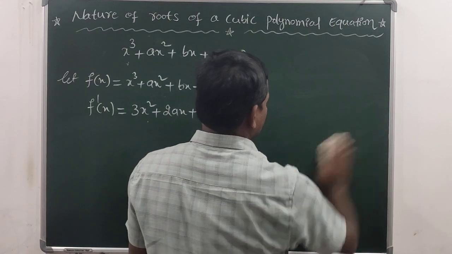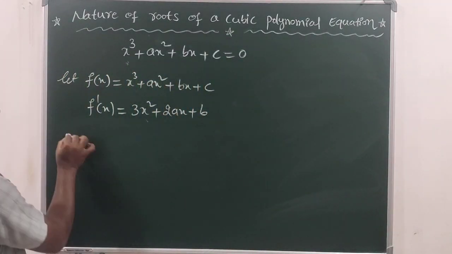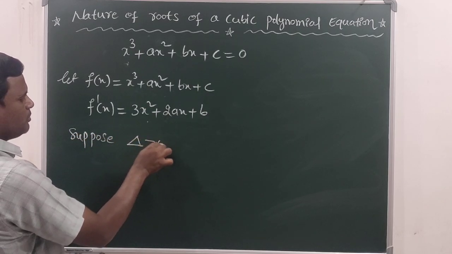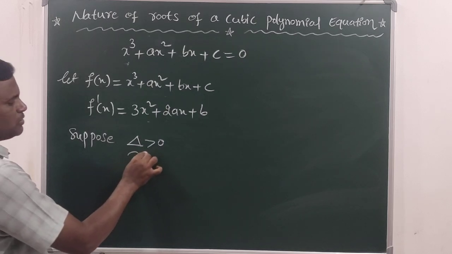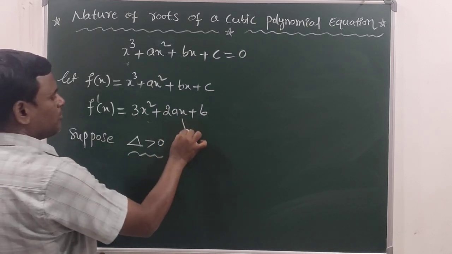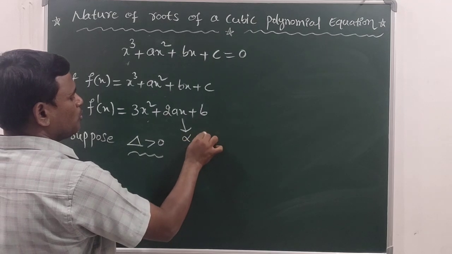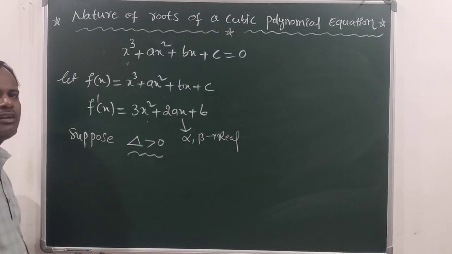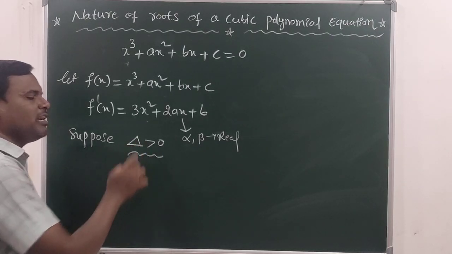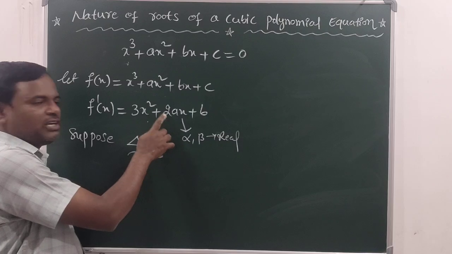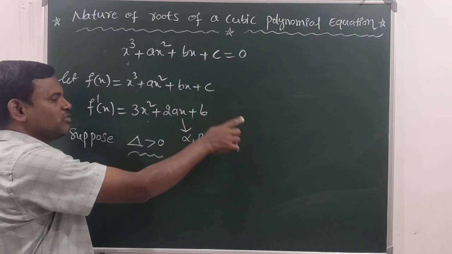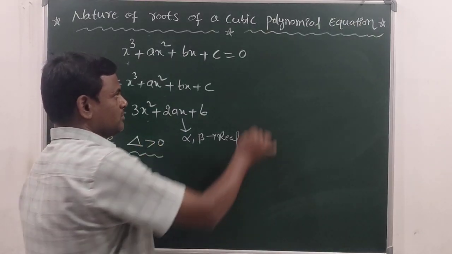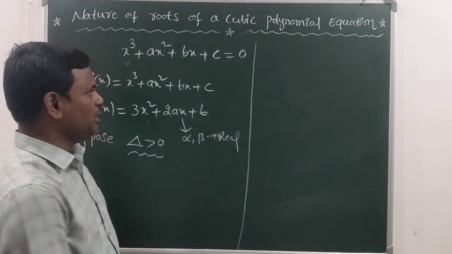Right. Next, suppose delta is positive. If delta is positive, it means this first derivative will get two roots which are real. In this case, alpha and beta are real, because here I took delta greater than 0. The first derivative discriminant value is positive, which means on equating this to 0, you get two roots as real. In this case, if you go for the graphs, you get like this.